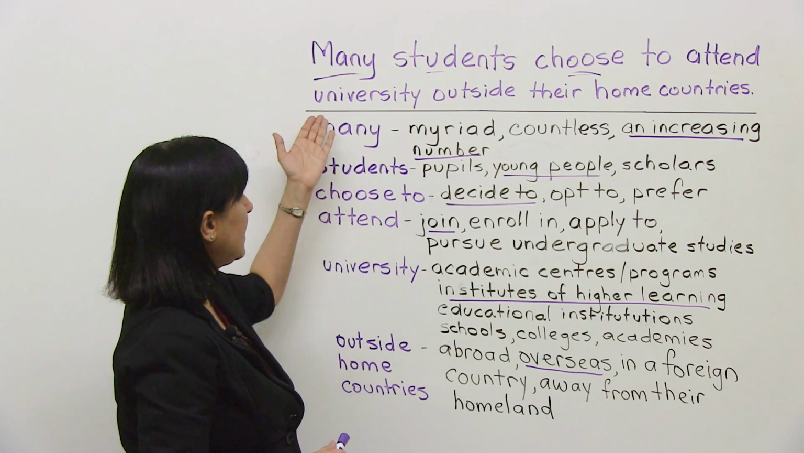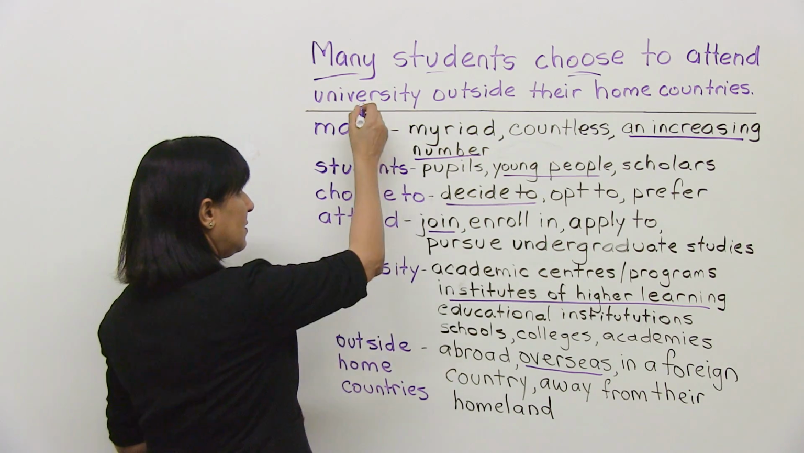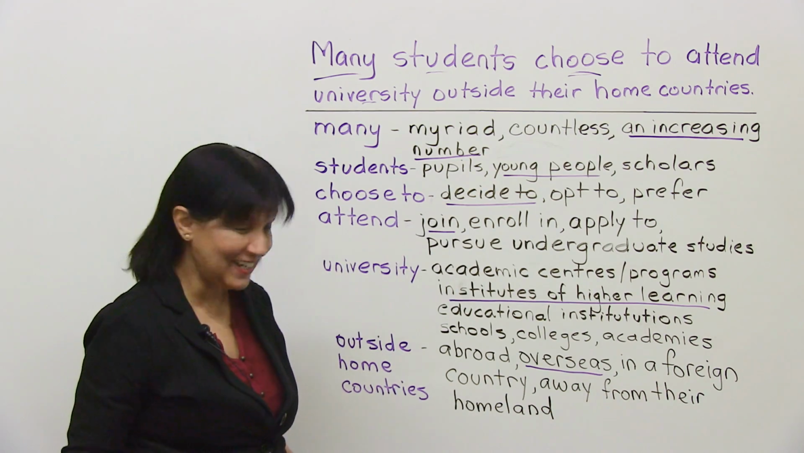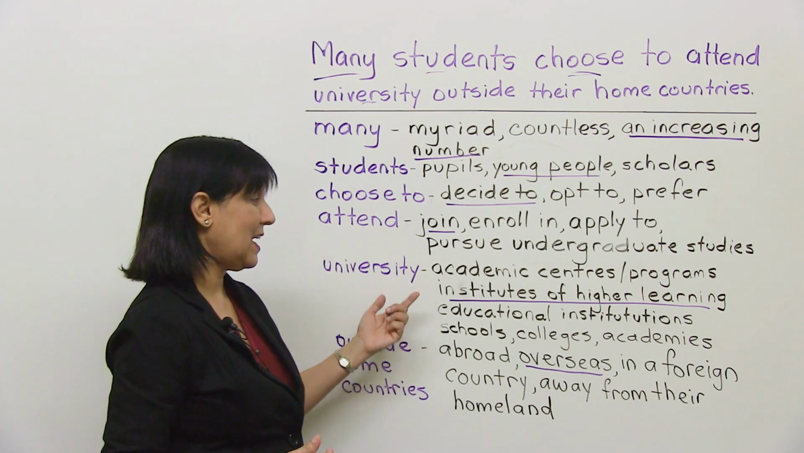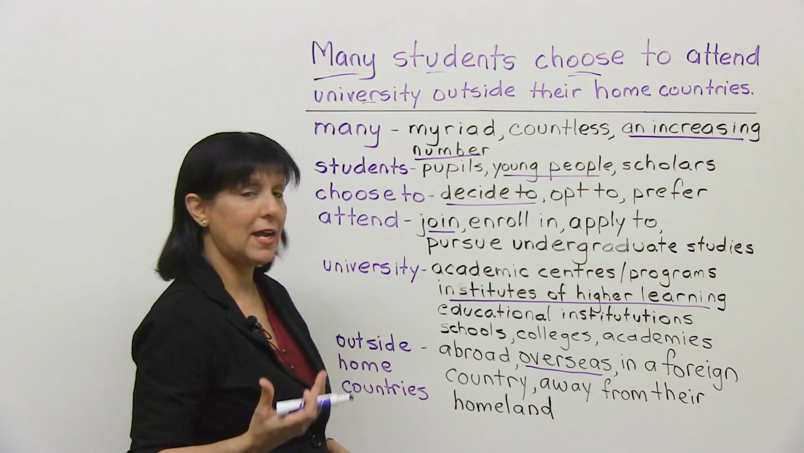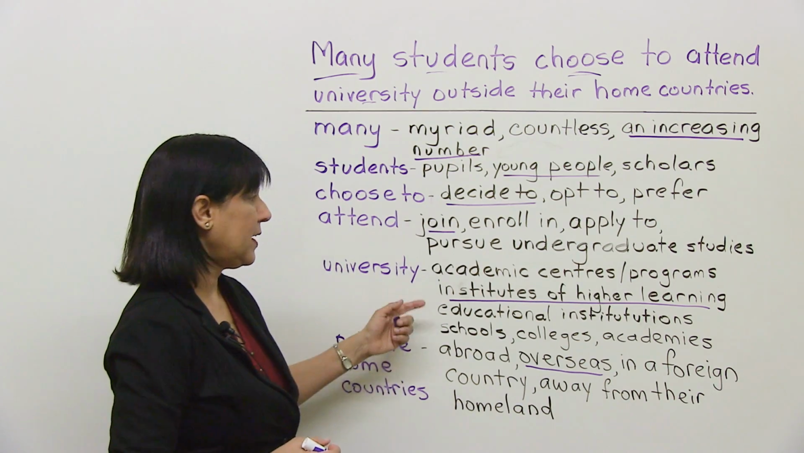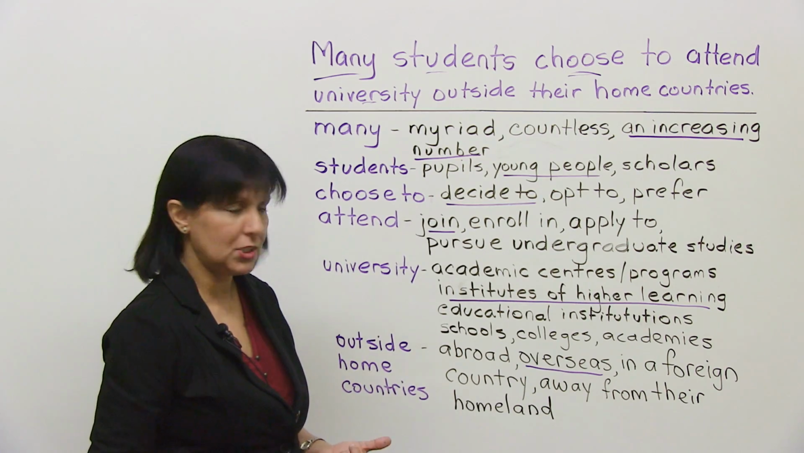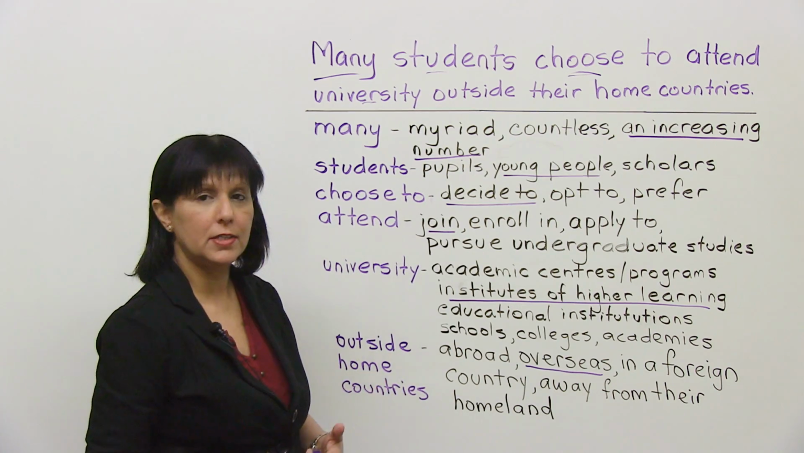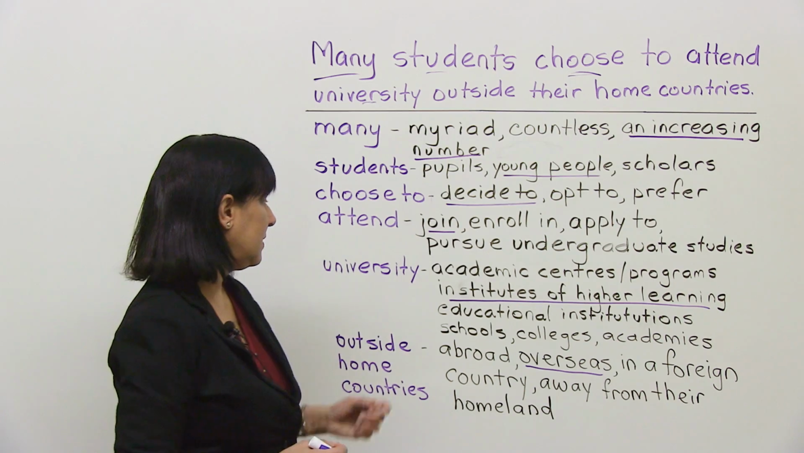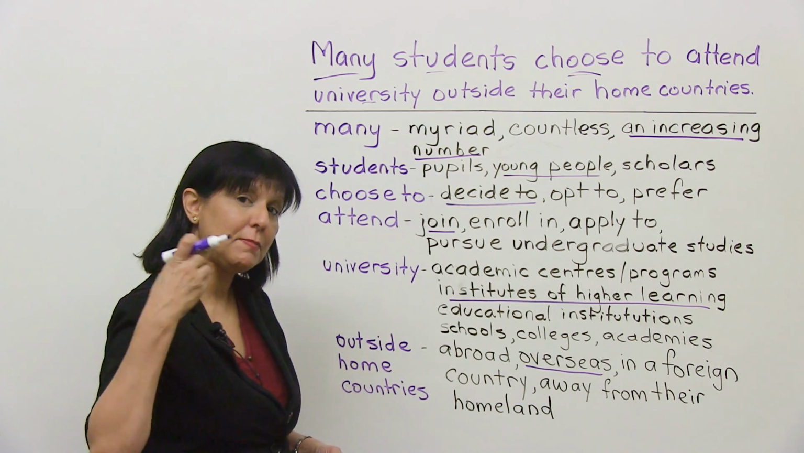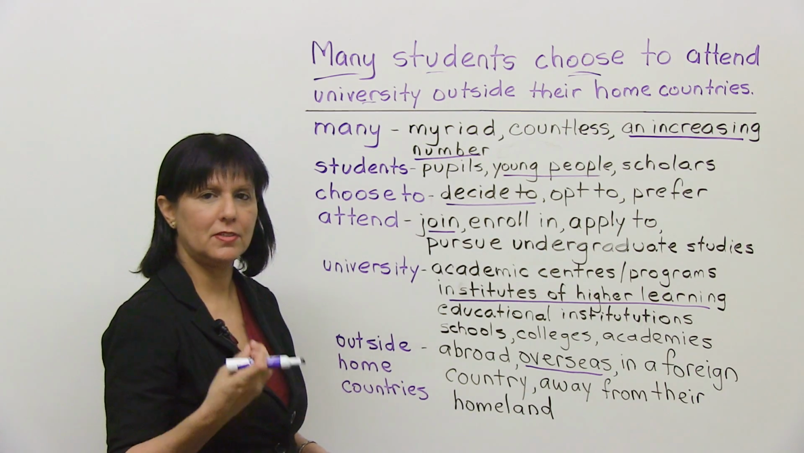Many students choose to attend university. Here's another keyword. Instead of saying university 15 times in your essay, you might want to say academic centers or an academic program or institutes of higher learning or an educational institution or school, college, academy, okay? Instead of the word university. Don't keep using the same word. Use the same idea, but not necessarily the same word.